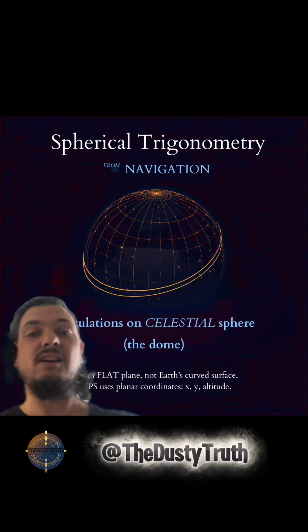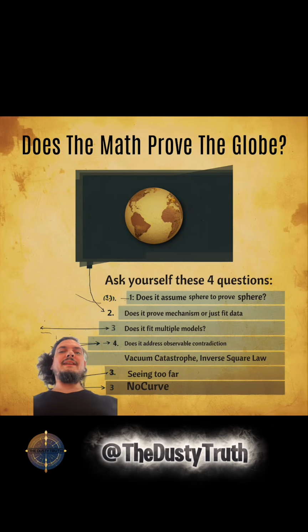That's telling in itself. So when evaluating any equation that someone claims proves the globe, ask yourself, does it assume a sphere in order to prove a sphere? Does it just describe observations that fit multiple models? Does it actually prove a mechanism or just fit data? Does it address observable contradictions like the Polaris zoom problem? If that light is 433 years old from 4.5 trillion years behind me, why can I zoom into Polaris directly above the North Pole in real time?